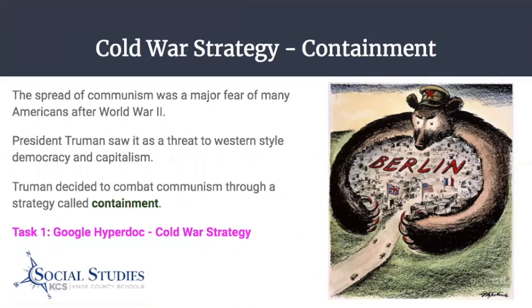is going to be a major fear of many Americans because it kind of takes away economic freedom. And President Truman is going to see it as a threat to Western-style democracy and capitalism. Truman decided to combat communism through a strategy called containment. So this idea of containment was that the United States were going to contain communism. So it wasn't going to let it spread. So think about like a Tupperware. You're containing the food in there and you're not letting it seep out everywhere.